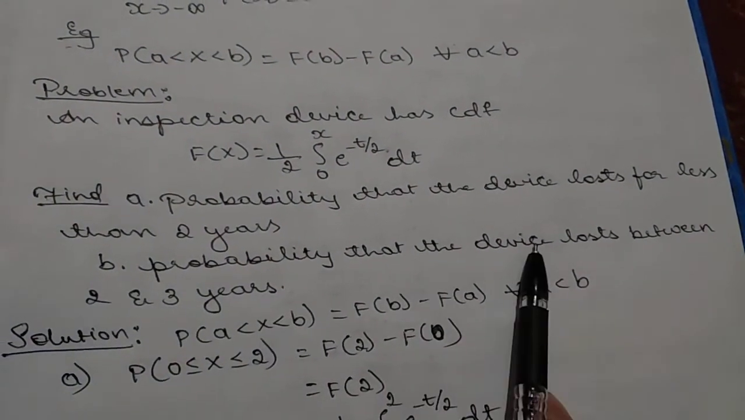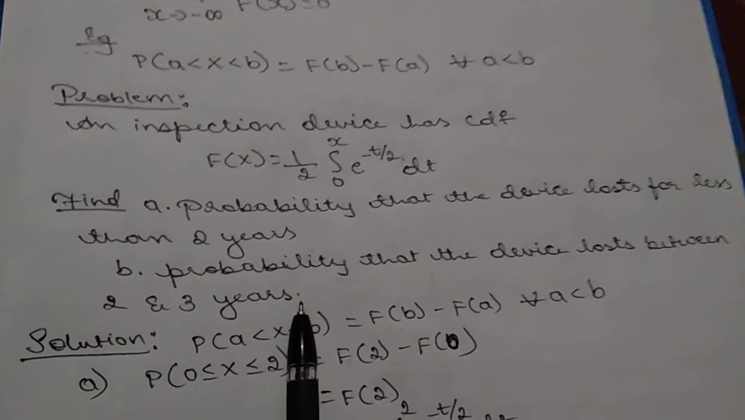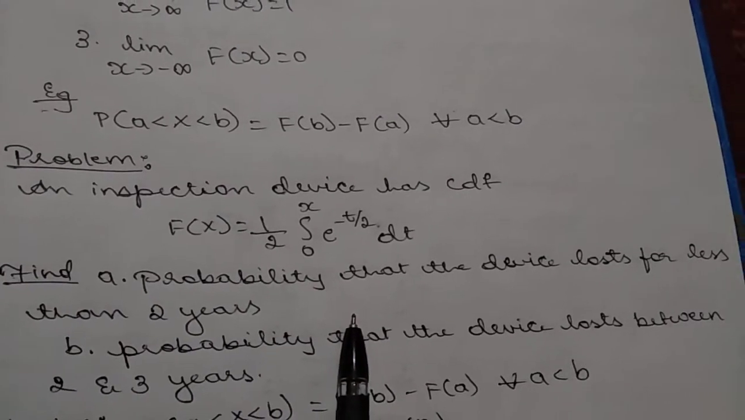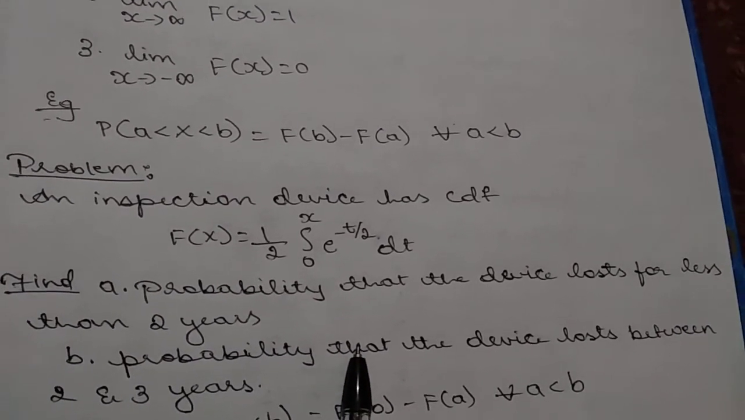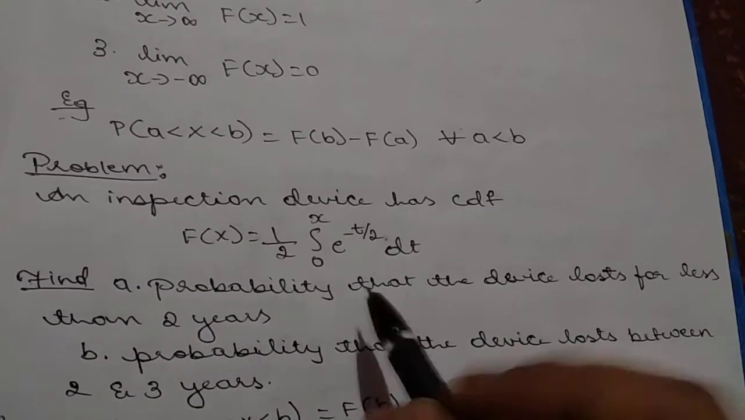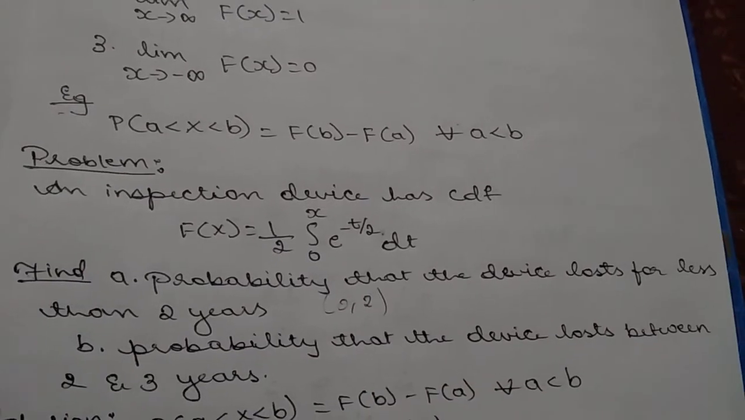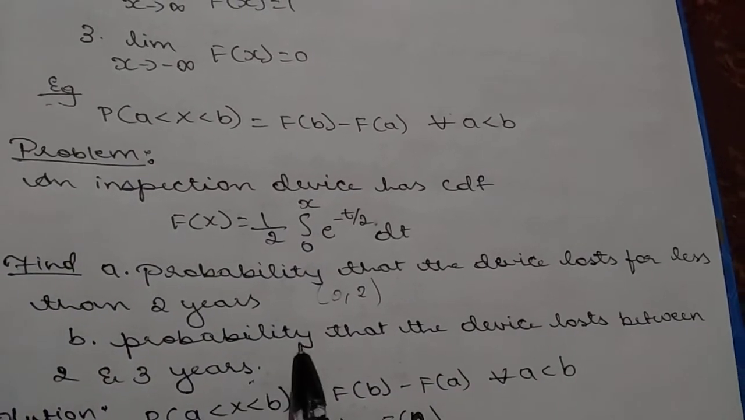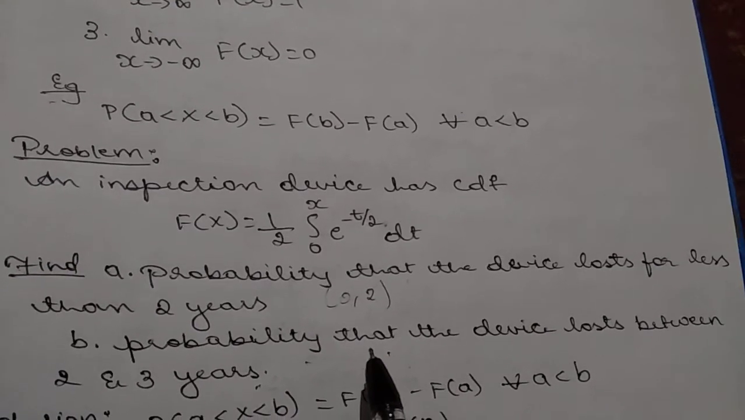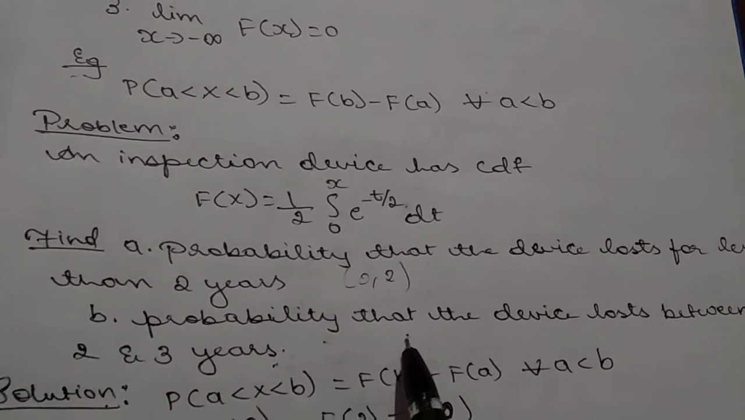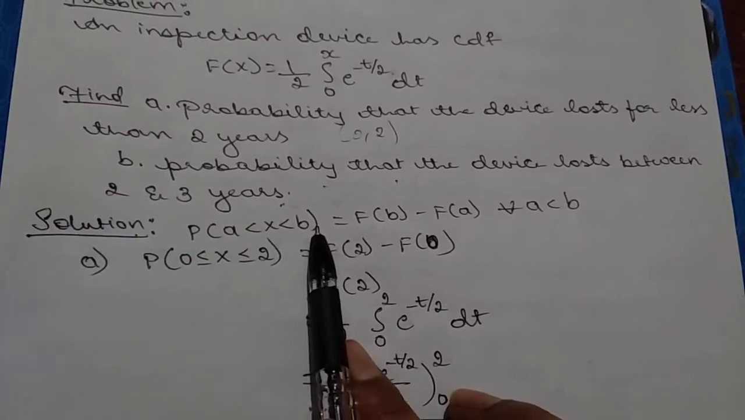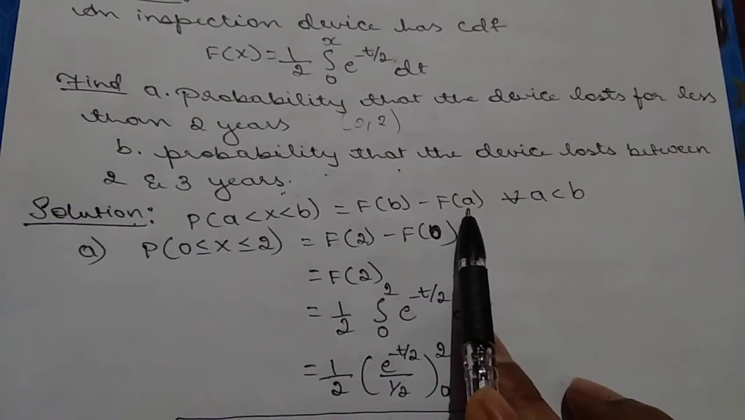Then the probability that the device lasts between 2 and 3 years. See here in the question, first you have to decide whether it is a discrete function or a continuous function. Here they have given the range. Less than 2 years means you take from 0 to 2. In between 2 to 3 years means from 2 to 3. Here the range is given, so it is clear that it is a continuous function. So we have to get the solution. You know, if a is less than b, then you take f of b minus f of a.